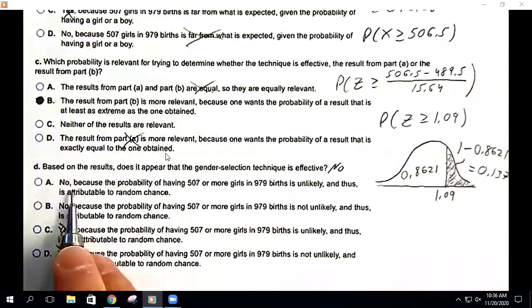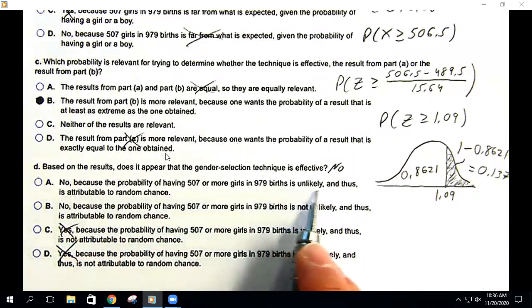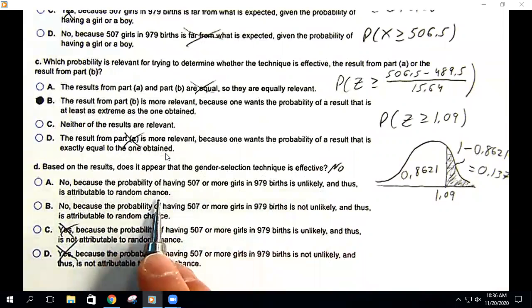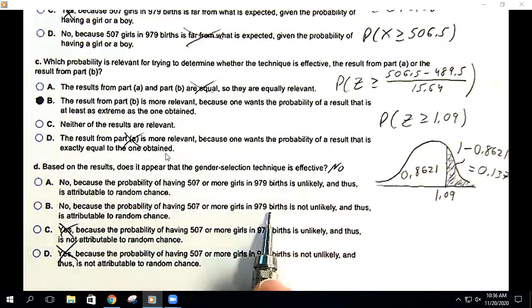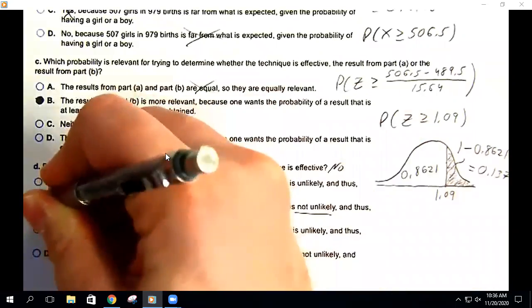So the yeses are gone. No, because the probability of having 507 or more girls is unlikely, and thus it's attributable to random chance. No, because having this number of girls is not unlikely, and thus is attributable to random chance. So that's correct. It's not unlikely.